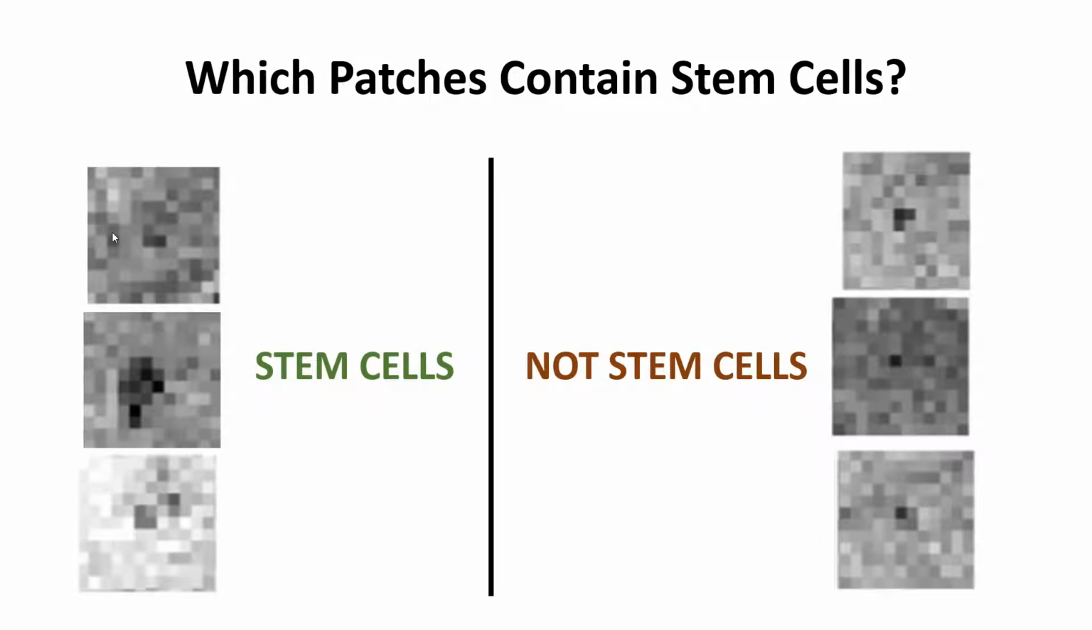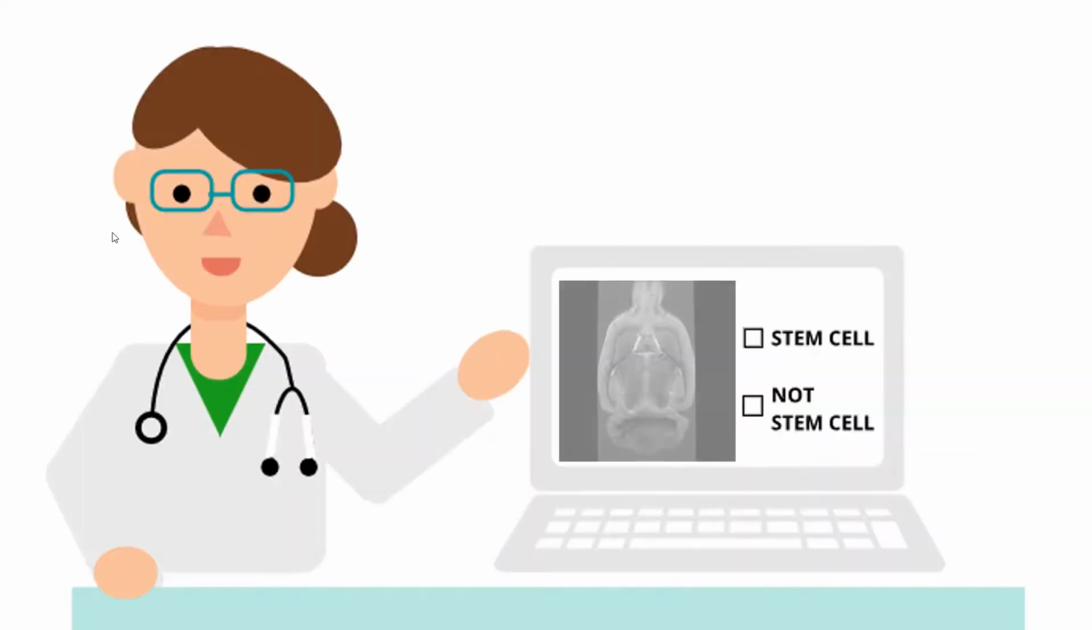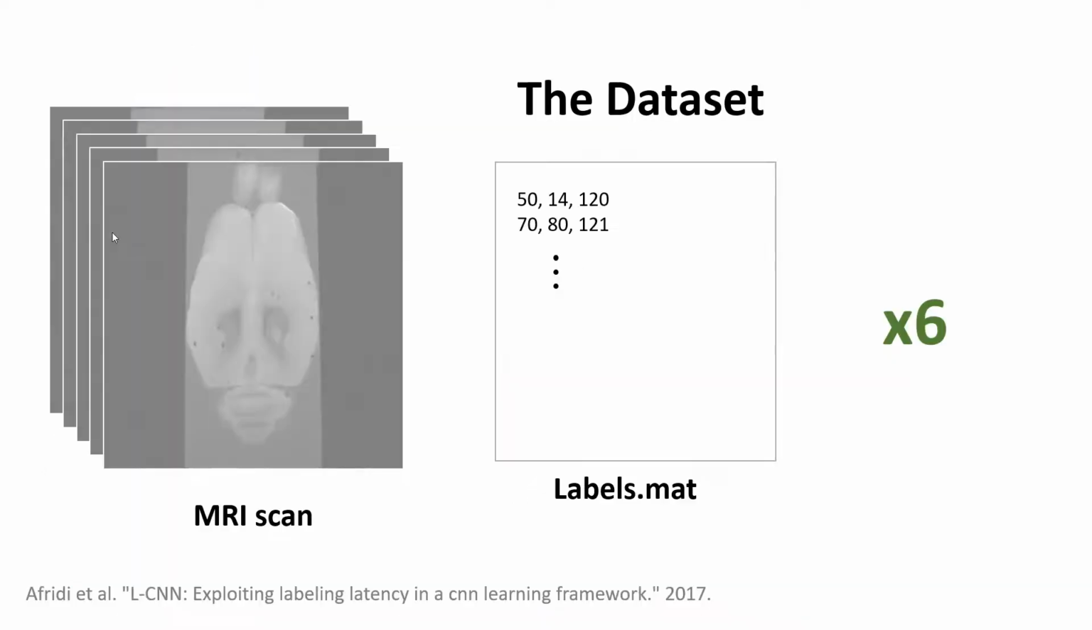this is a challenge. In order to even obtain this data, trained professionals, often radiologists, have to carefully inspect each MRI scan to identify the stem cells. Afridi et al. was able to compile just such a collection of 6 MRI scans. They also recorded the amount of time the experts took to label the stem cells, with the idea being that the longer he or she takes to label that stem cell, the less confident they are in that label.